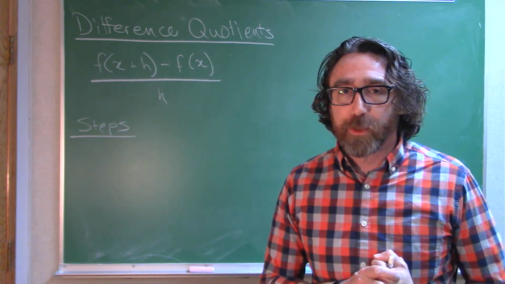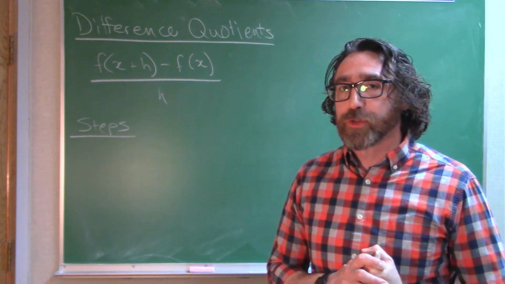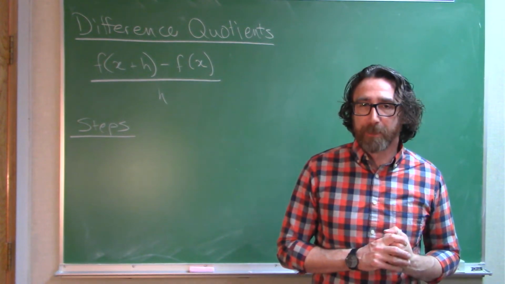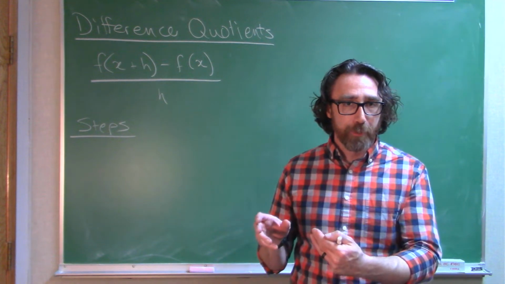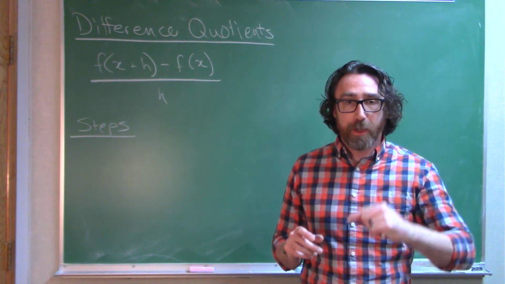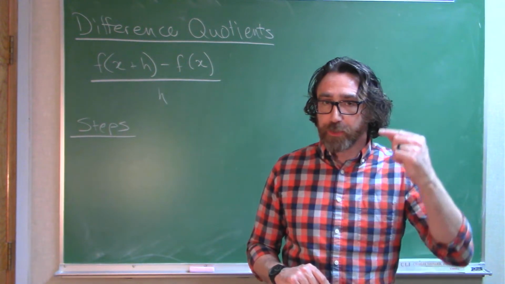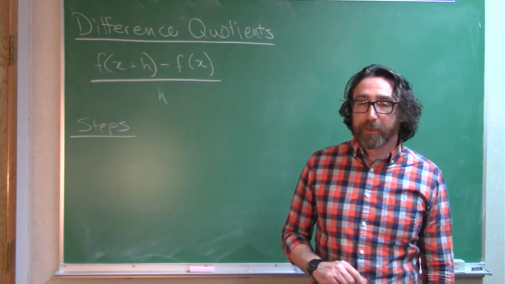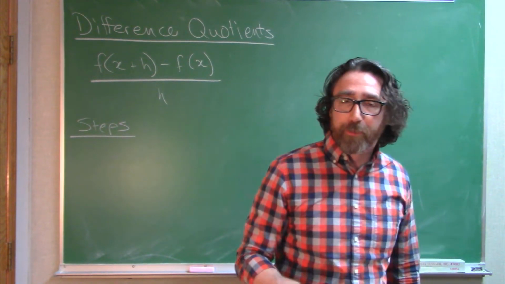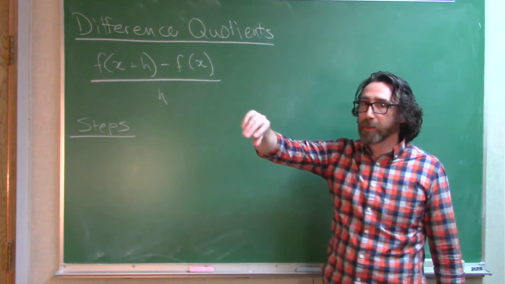In our last video, we discussed the concept of rate of change of a function. And we saw that was a generalization of the concept of slope. Slope is change in y over change in x. The rate of change is change in output over change in input. Now we're going to go one step further with the abstraction and talk about a difference quotient.